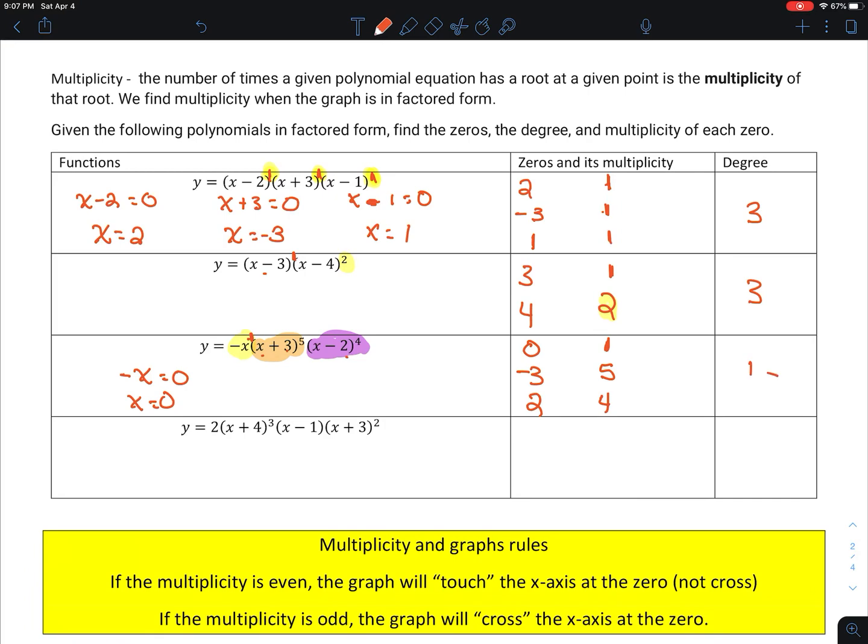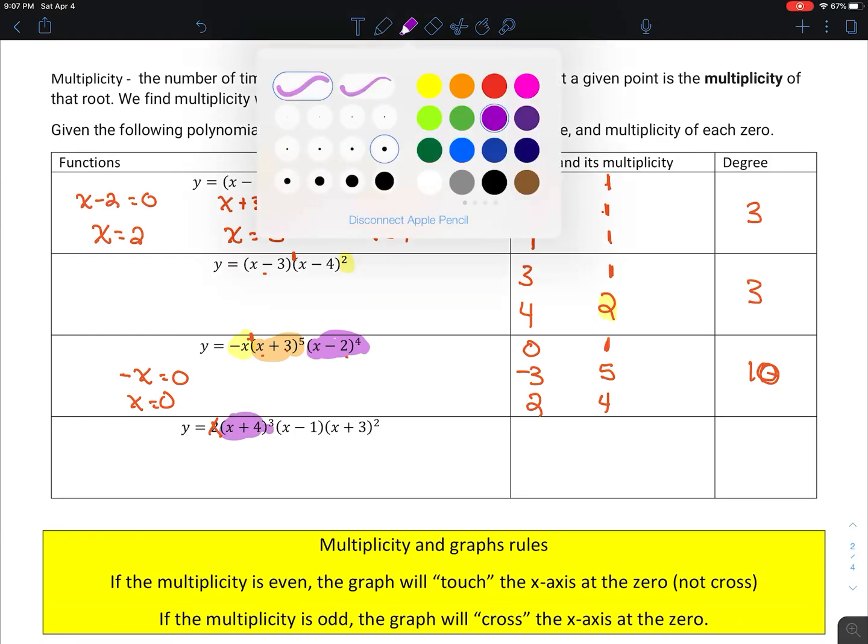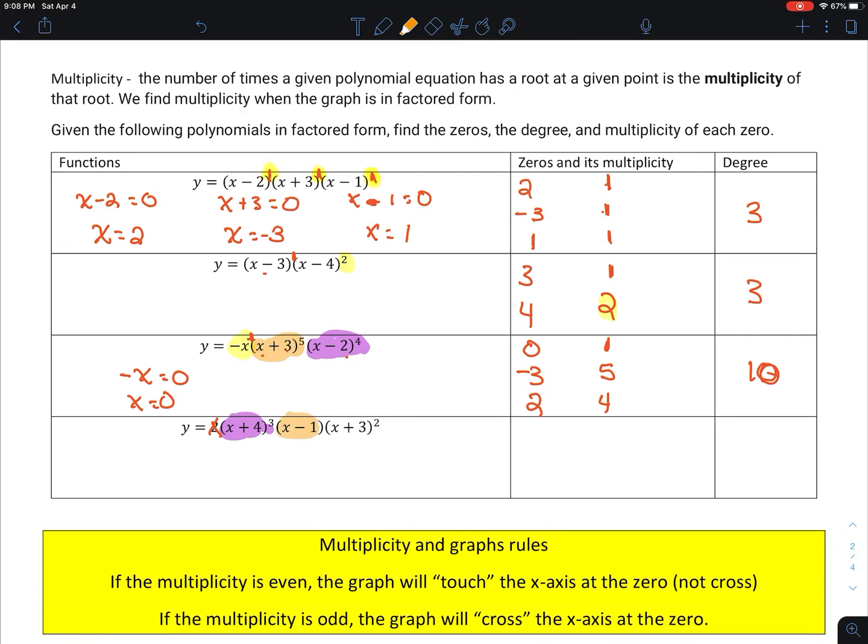So what is the degree of this polynomial? 1, 5, 10. The degree of that polynomial is 10. Okay? So again, 2 is a factor, but it has no x, so it's not dealing with the degree. Now for the next one, we have 3 solutions. The first solution is negative 4, then 1, and negative 3.